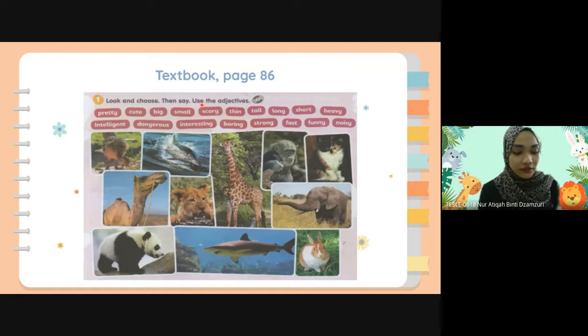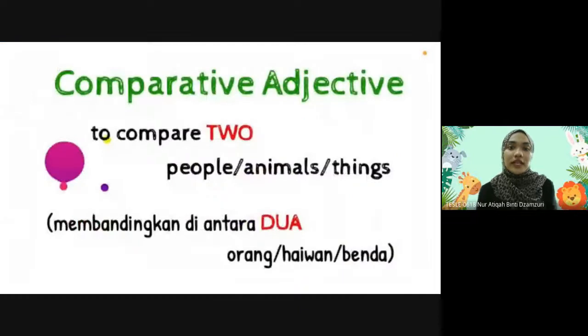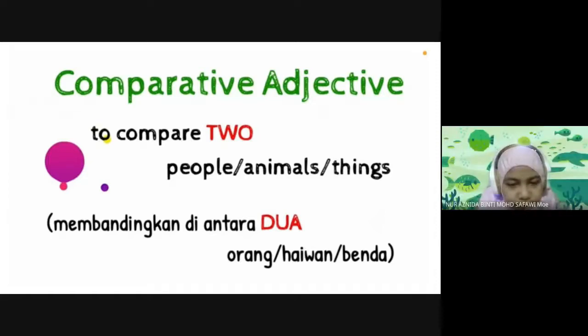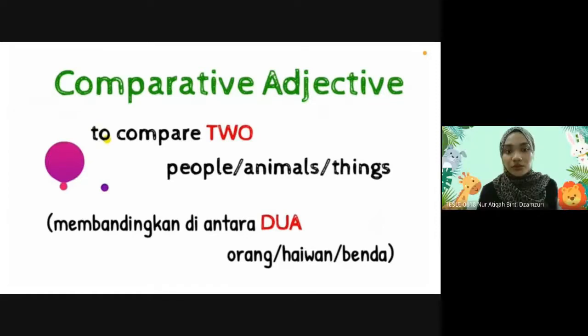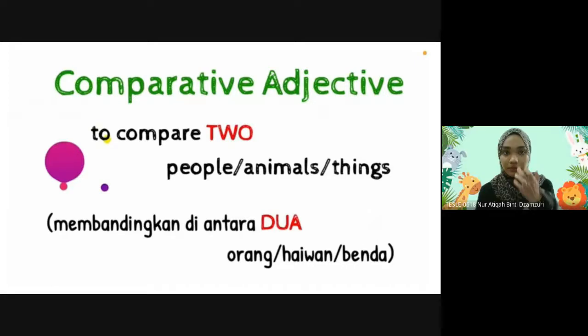Okay, now I will refresh about the comparative adjective. Listen to this very carefully. Do you remember comparative adjective? This one we have learned two weeks ago. Comparative adjective, to compare two animals, things. Untuk membandingkan di antara dua orang, haiwan ataupun benda.